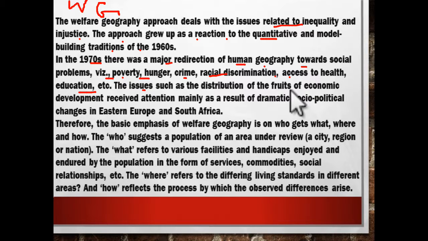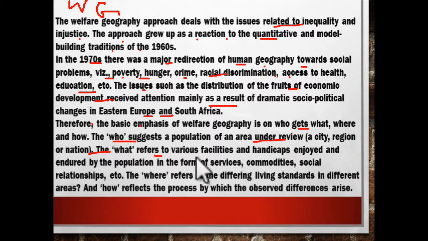The issues such as the distribution of the fruits of economic development received attention mainly as a result of dramatic socio-political change seen in Eastern Europe and South Africa. Therefore, the basic emphasis in welfare geography is on who gets what, where and how. Who refers to the population of an area under review, a city, region or nation.